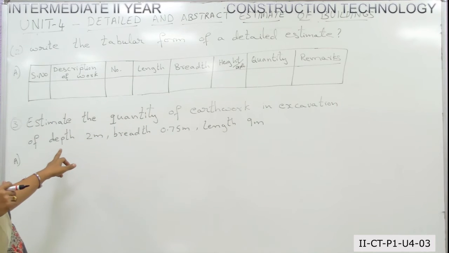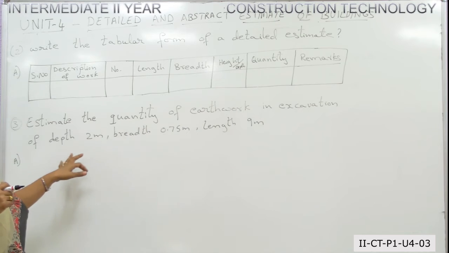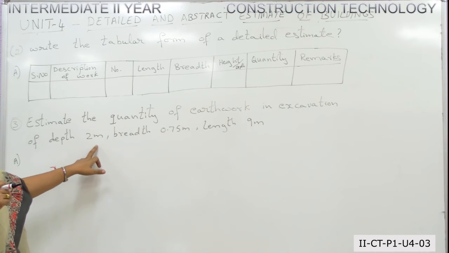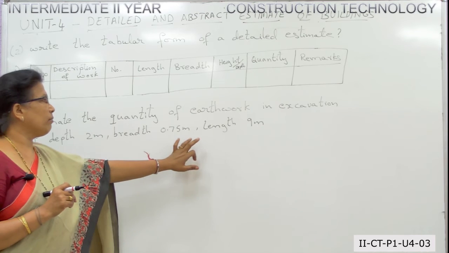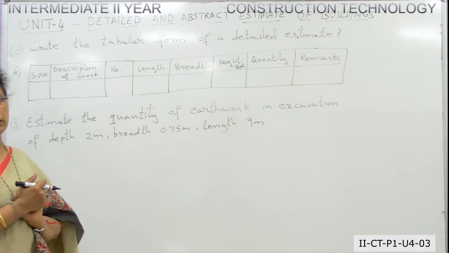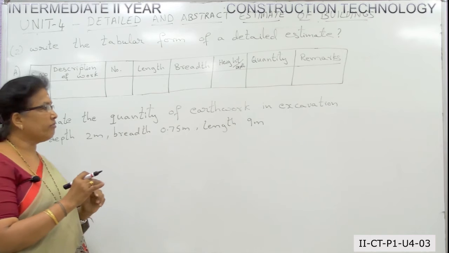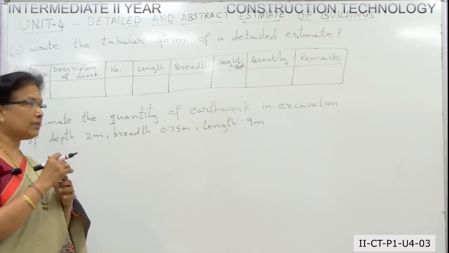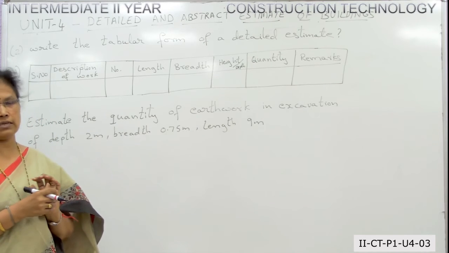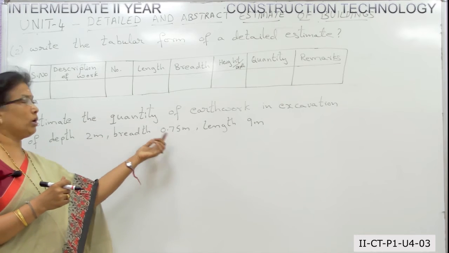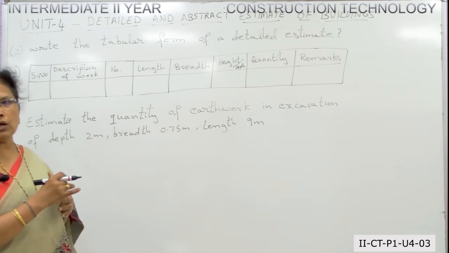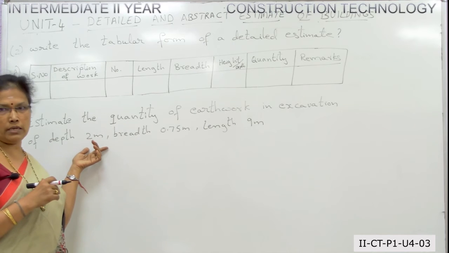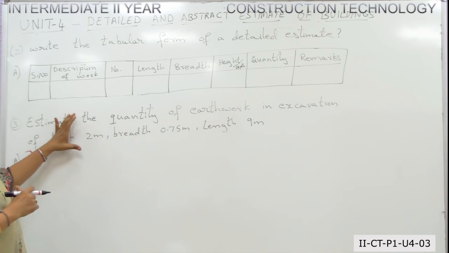Next question is number 3. That is, estimate the quantity of earthwork in excavation of depth 2 meters, breadth 0.75 meters and length 9 meters. Suppose there is some wall of 9 meters length. For that you need to excavate. And the breadth is how much? 0.75 and depth is 2 meters. Depth means below the ground level, that is 2 meters.